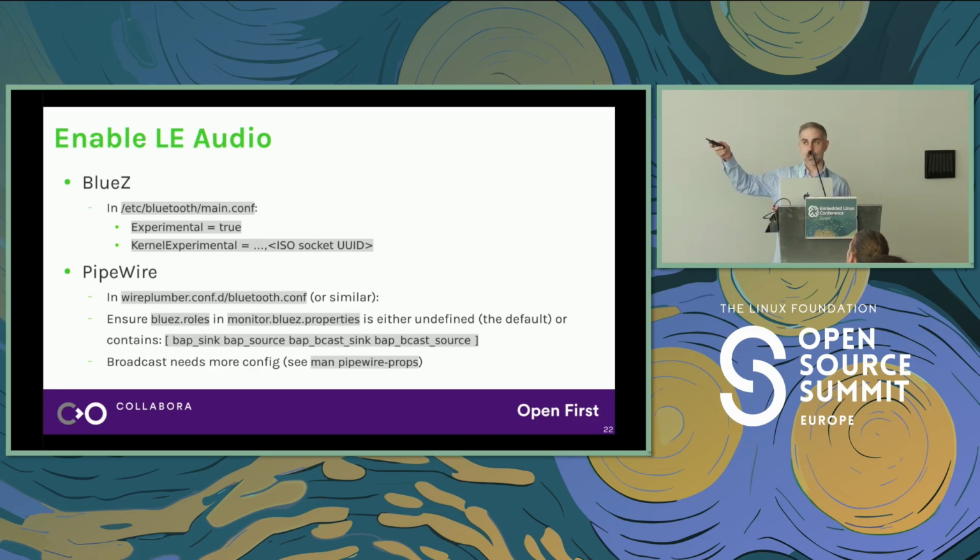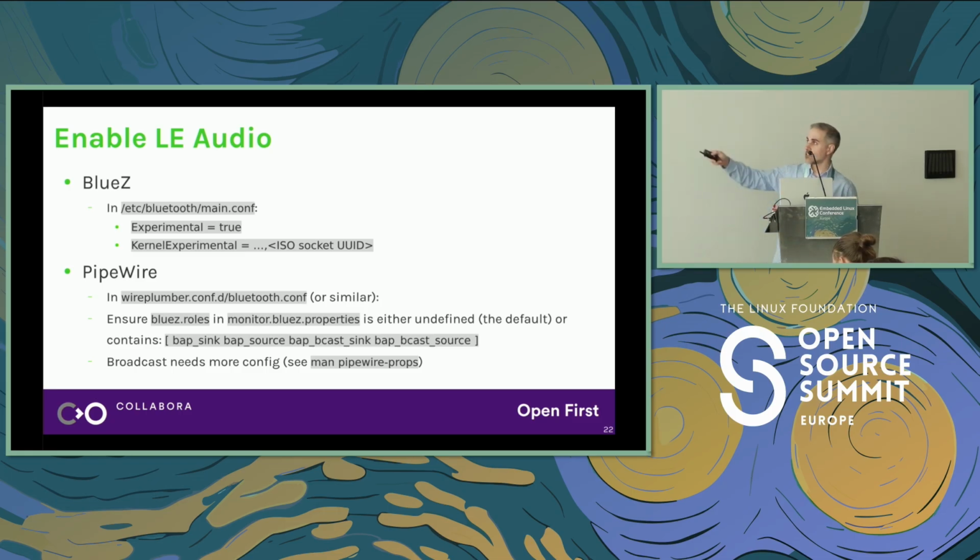That enables the ISO socket, which is a kernel feature, which is still experimental in the kernel. It's about to become stable. There is some discussion to make it stable, but I don't think you will be running like the latest kernel from master. So for an older kernel, you need that.